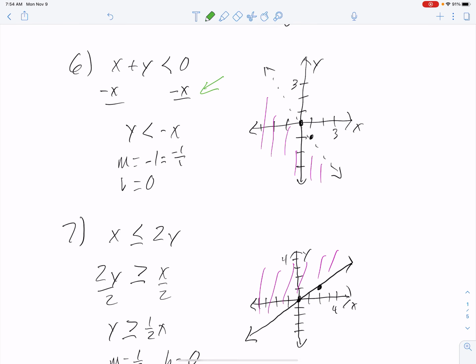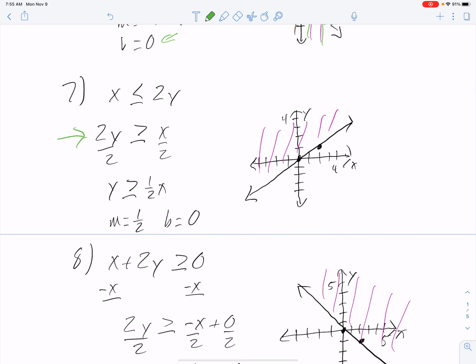Number 6, I want it in y equals mx plus b form, so I subtract x. Once x is on the other side, I can see my slope is -1, or I've rewritten it as -1 over 1. My y-intercept is 0. So I graph my 0. I go down 1 to the right 1. I know it's a dotted line because it's simply less than, and since its y is less than, I know that I shade below.